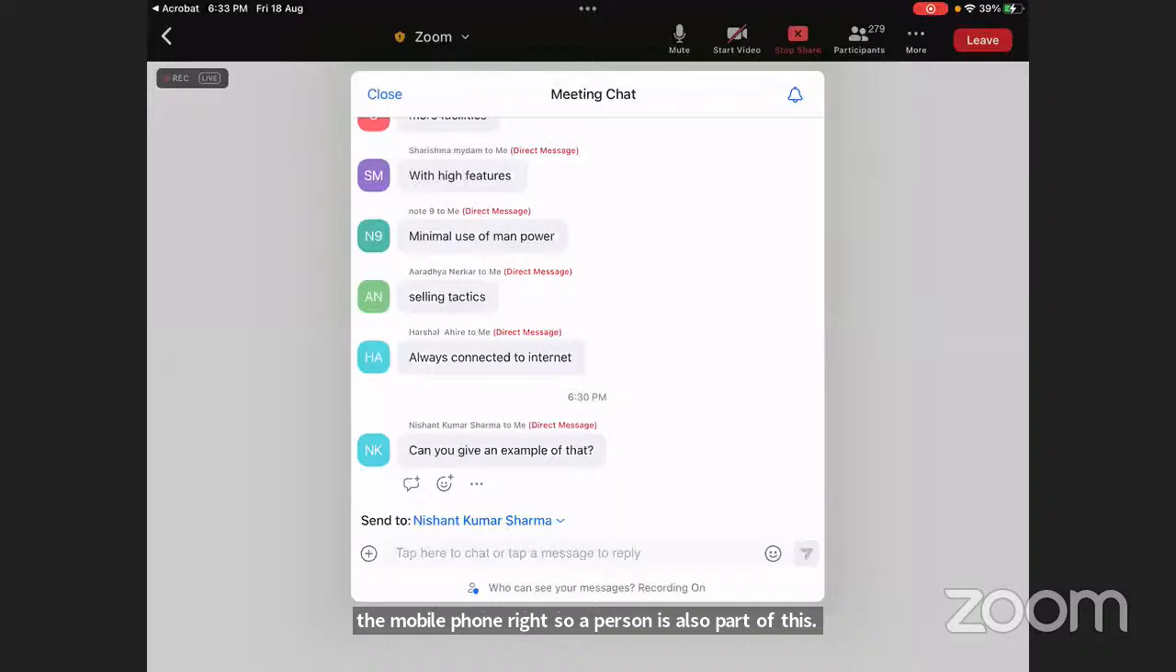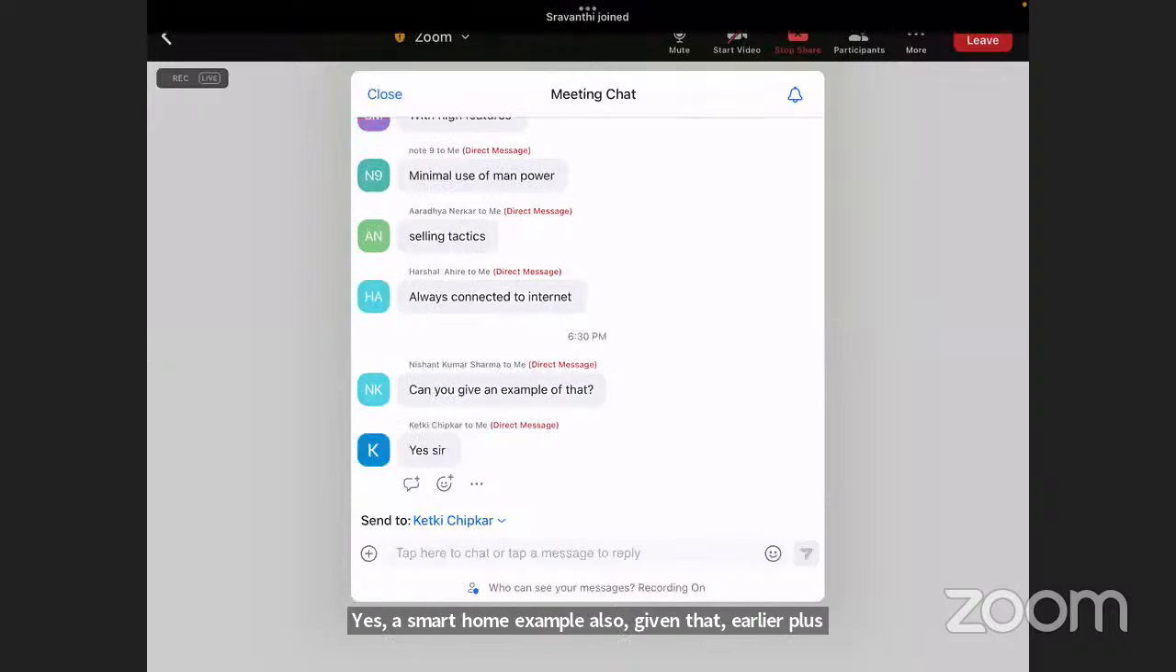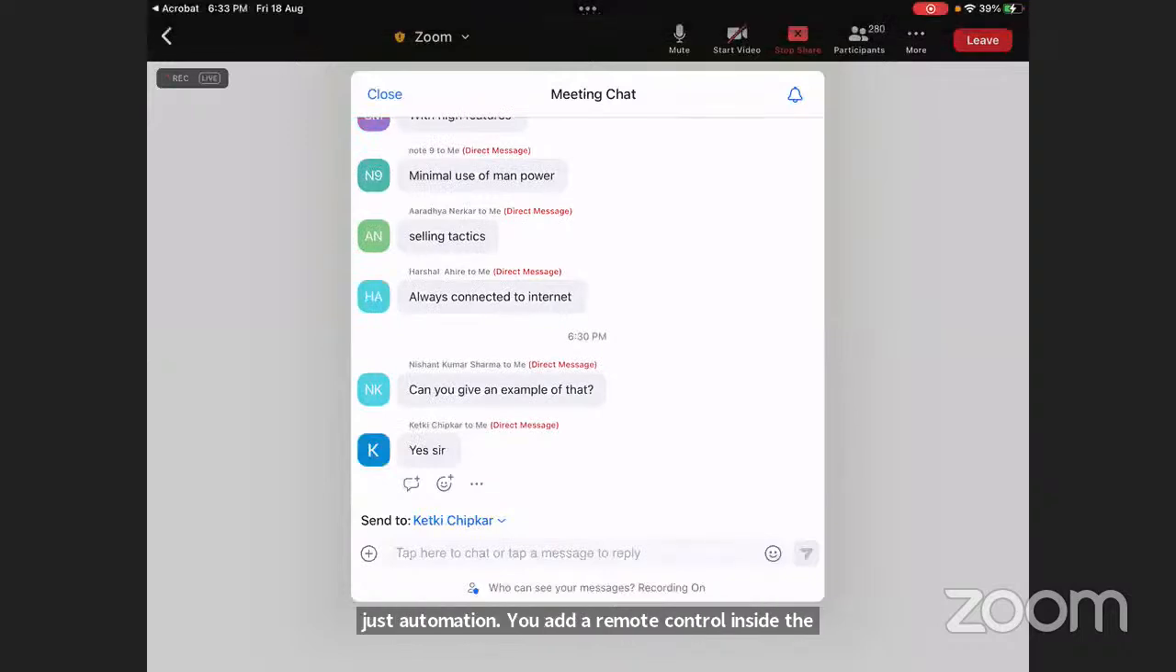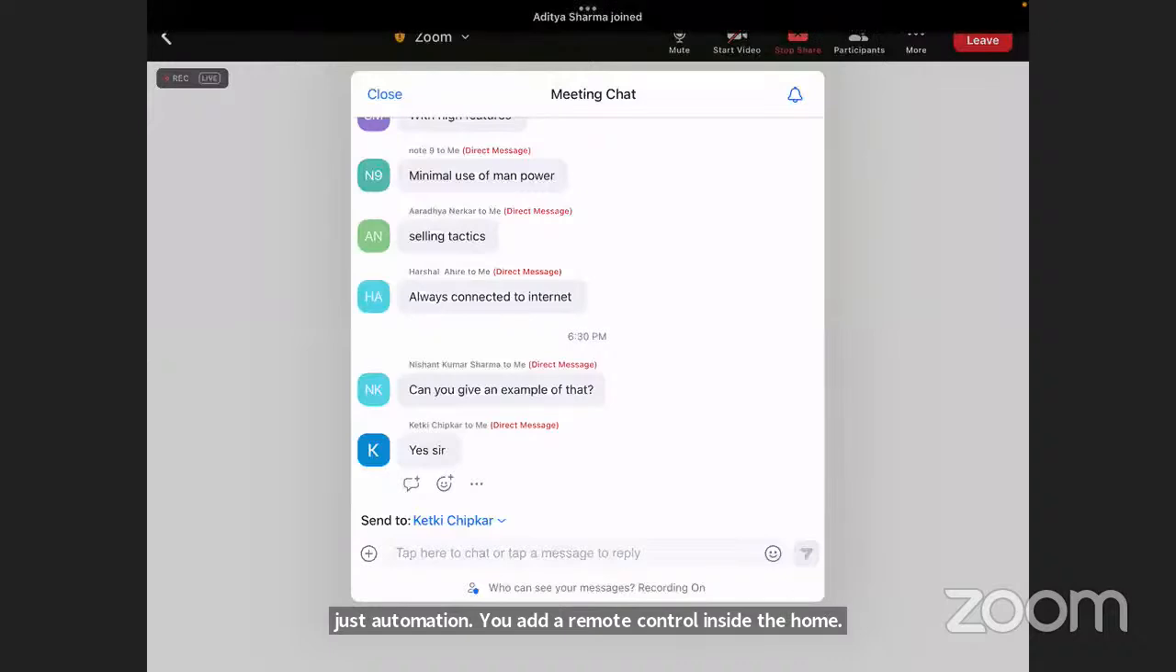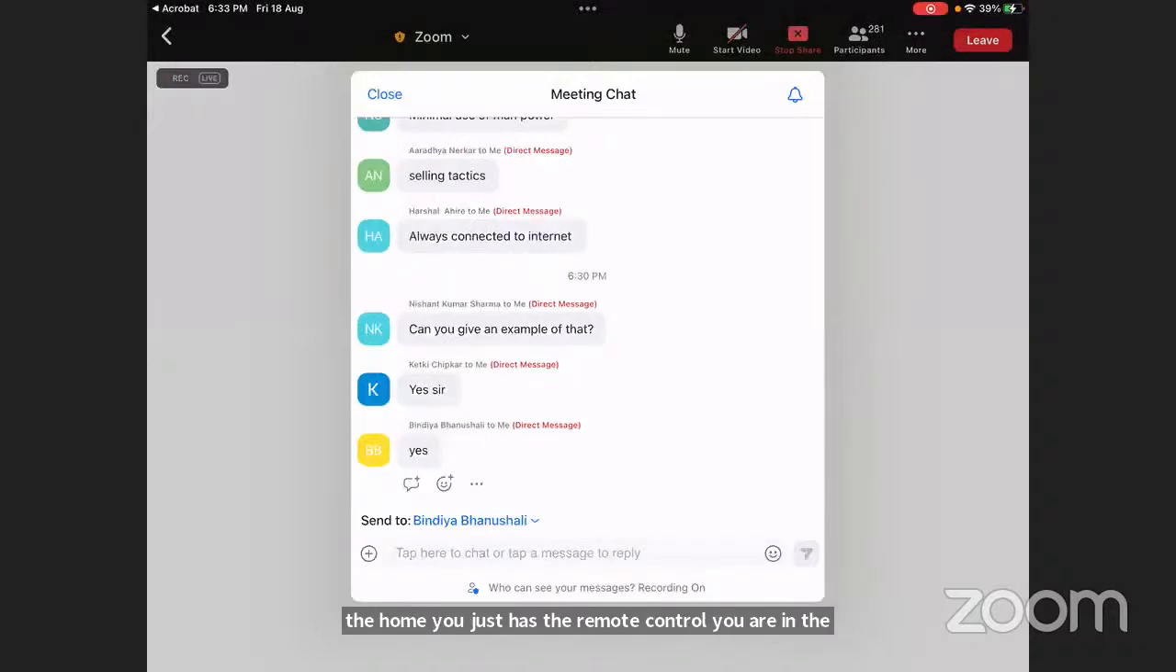A smart home example I have also given earlier, where it was just automation. You had a remote control inside the home. You used to just press the remote control, or you are a little far from the home, you just press the remote control, you are in the vicinity. So the window will open, the door will open, the light will open, like that. The light will close accordingly. Or some sensor will be there which will give some input, and accordingly it will work.